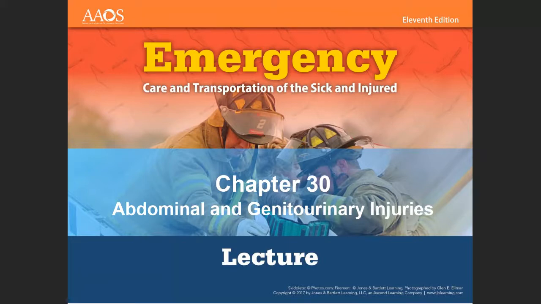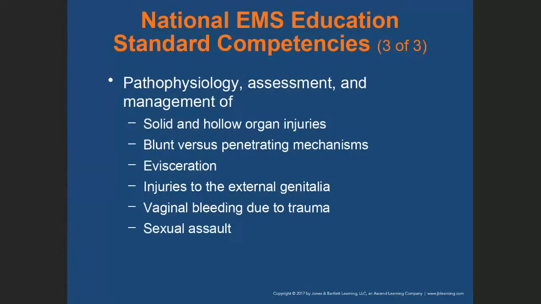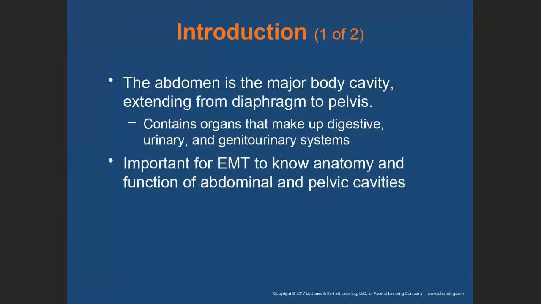All right. The next chapter we're going to be looking at is chapter 30, abdominal and genitourinary injuries. Introduction. The abdomen is the major body cavity extending from the diaphragm to the pelvis. It contains organs that make up the digestive, urinary, and genitourinary system.